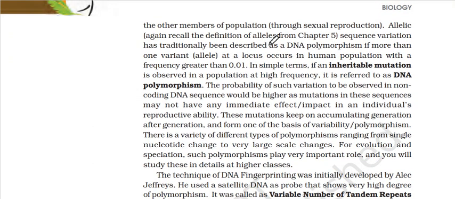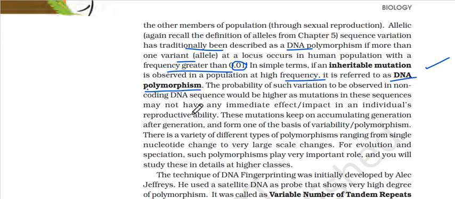Allelic sequence variation has traditionally been described as a DNA polymorphism if more than one variant or allele at a locus occurs in the human population with a frequency greater than 0.01. In simple terms, अच्छा, अब क्या हो रहा है? Allelic frequency change होता है ना, we know there's a dominant allele, there's a recessive allele, there's polymorphism at a certain locus. Fine, even that is polymorphism. In simple terms, if an inheritable mutation is observed in a population at high frequency, it is referred to as DNA polymorphism. ठीक है, कोई ऐसा म्यूटेशन है जो बहुत हाई फ्रीक्वेंसी पे देख रहे हैं उसको हम DNA polymorphism बोलेंगे.